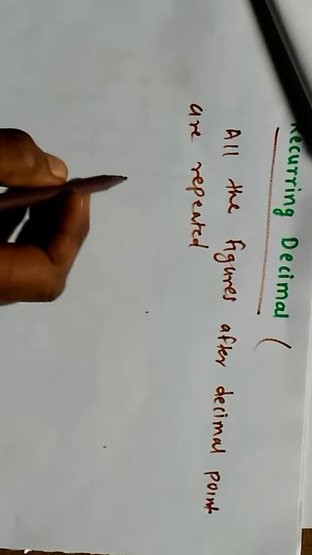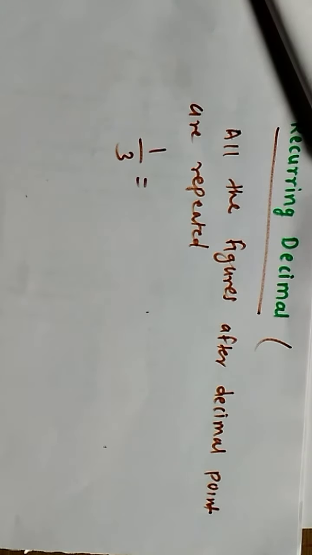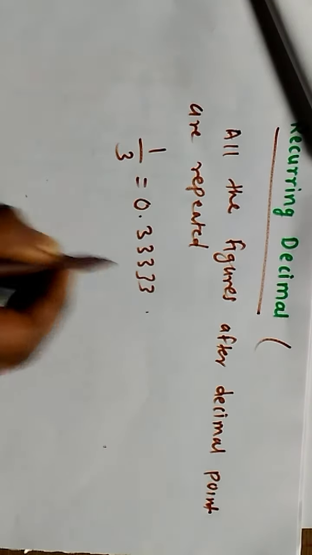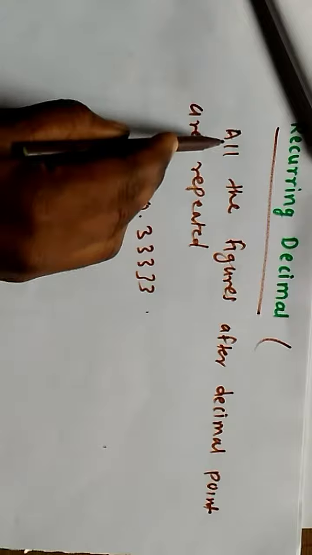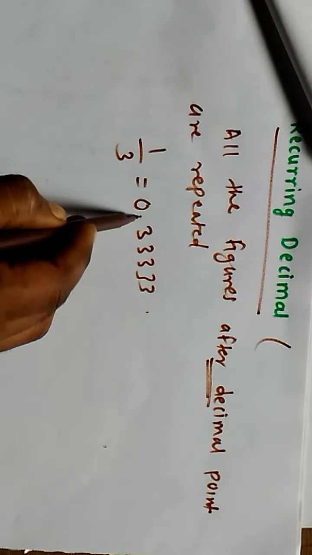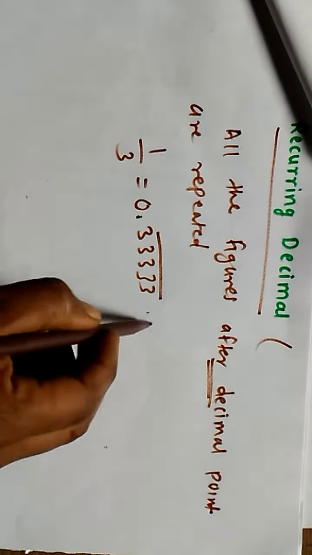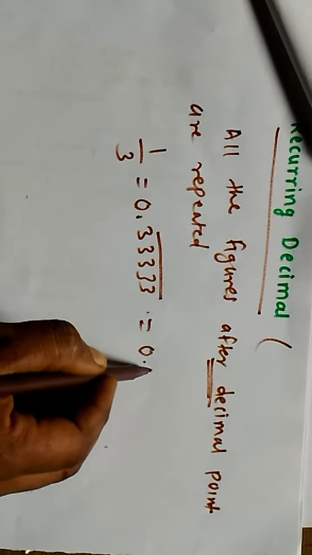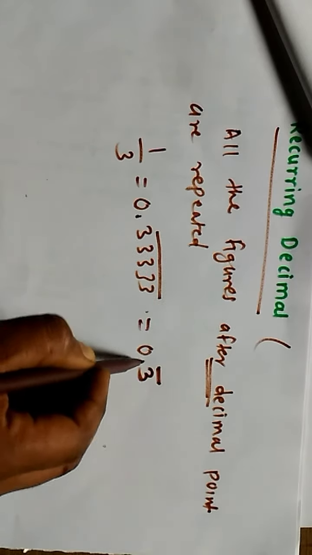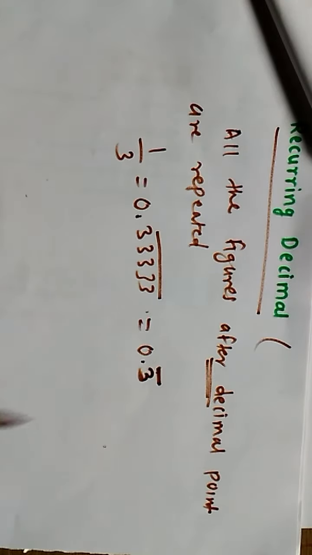Okay, so I take one example. Suppose 1 by 3. So this is equal to 0.3333. What is the definition? All the figures after the decimal point are repeated. The 3s are repeated, so it's written by taking a bar on the number which is repeated. So 3 is repeated, so take a bar on 3.